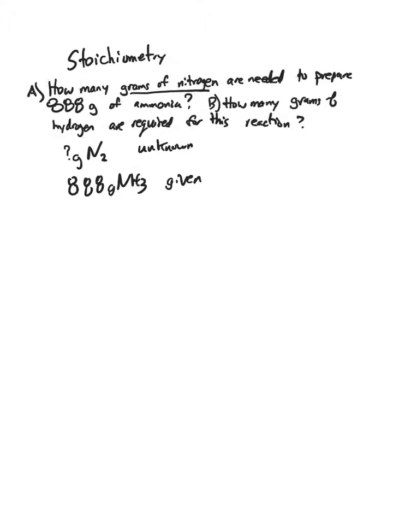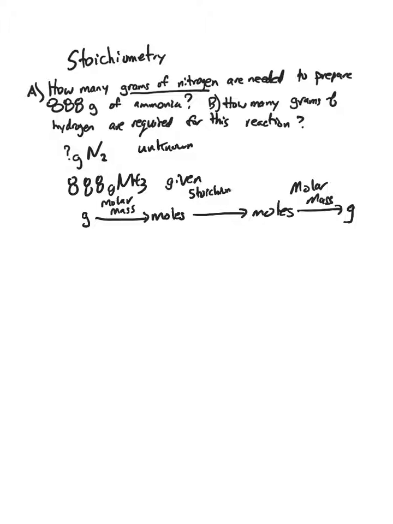So our roadmap in all these stoichiometry problems is to go from grams to moles to moles to grams. Whenever we're going from grams to moles, we're going to use the molar mass of the respective compound, the formula mass. When we're going from moles to moles, we're going to use the pertinent stoichiometric ratio that shows how the relative amounts react with each other. Now to do that, we've got to have a balanced chemical equation.